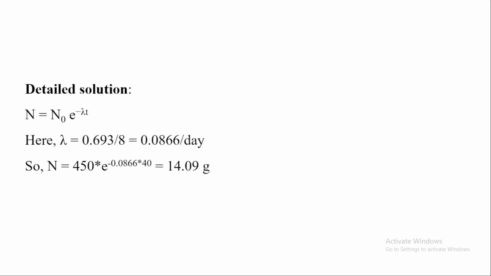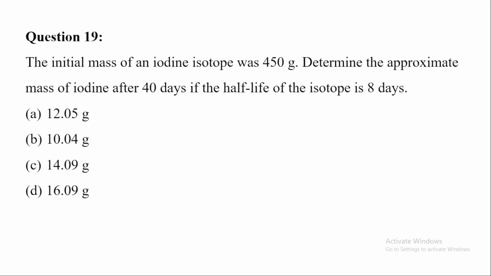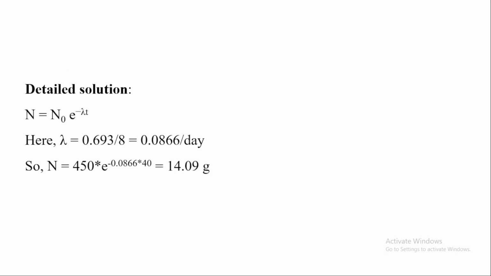So the amount of iodine isotope that is present after 40 days is 14.09. Option number C, 14.09. From 450 grams of iodine, 14.09 grams of iodine will be left after 40 days. So this is clear. Option number C is the correct answer.